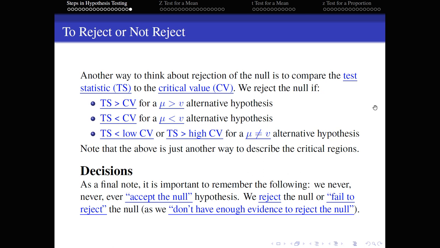Now, when we make this decision to reject or not reject the null hypothesis, it's important to remember something. We never accept the null hypothesis. We either reject the null hypothesis or fail to reject the null hypothesis, or don't have enough evidence to reject the null hypothesis. This comes from the idea of a court case. Consider a court case where we're trying to prove someone guilty of murder. If we have enough evidence to prove them guilty, then we declare guilty. If we don't have enough evidence, then we declare not guilty, but this isn't a proof of innocence. This is not enough evidence to declare guilty.